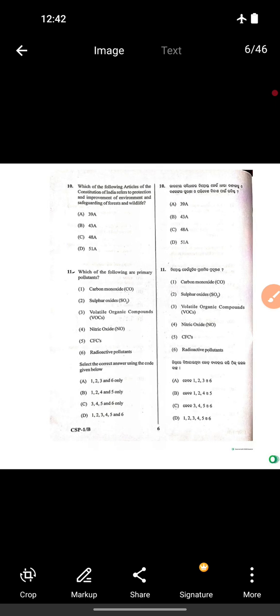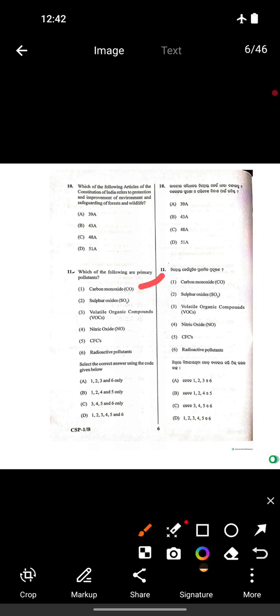Which of the following are primary pollutants? Before going to the options, let's know what are primary pollutants. Primary pollutants are directly emitted into the environment from both natural and human resources. So option 1, carbon monoxide is correct, sulfur dioxide right, volatile organic compounds VOCs are correct. Volatile organic compounds are organic compounds that evaporate easily at room temperature, emitted from various sources like paint, solvent, industrial processes. So option 4, nitric oxide, chlorofluorocarbons CFCs, then radioactive pollutants, all are primary pollutants.